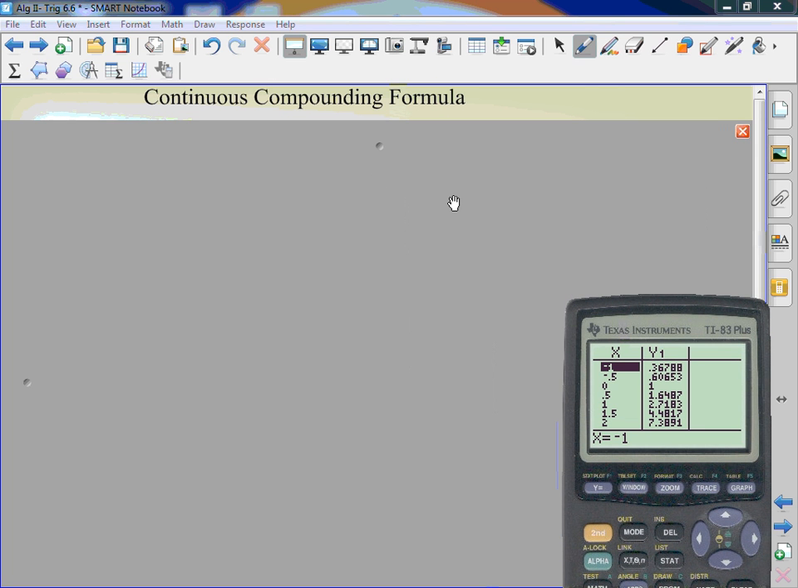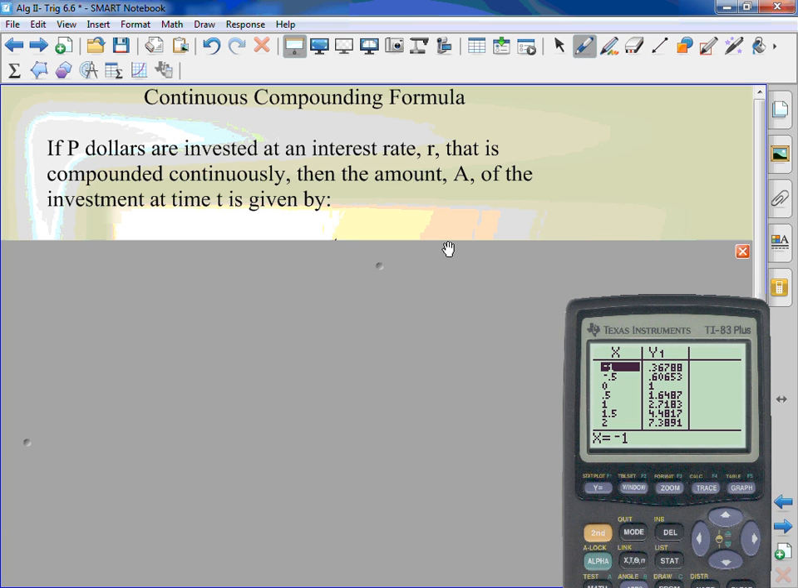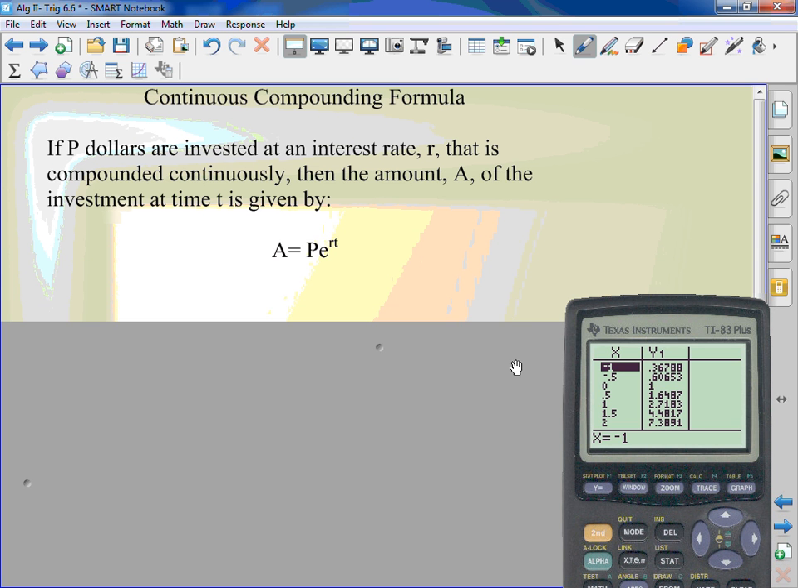The continuous compounding formula. This means if we invest P dollars at a certain interest rate, and it is compounded continuously, that means every second it's gaining money. The amount of money A of the investment at any given time is A equals P e to the rt, Pert.